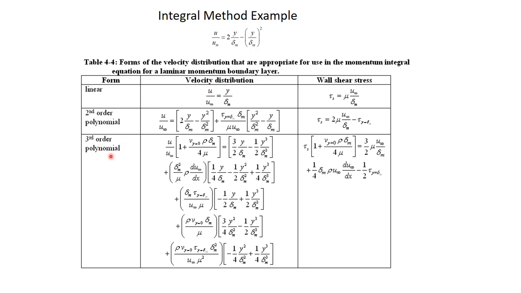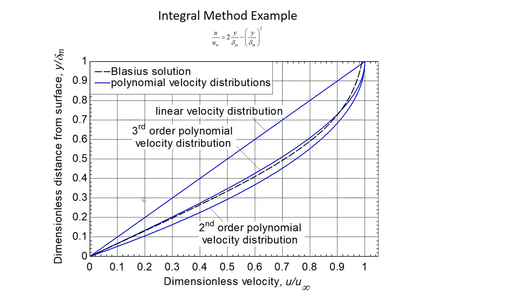A third order polynomial lets you do a whole bunch of things, and so you can see it gets kind of complicated here. But these you can pick up and use if you have a laminar problem. If you plotted these, you'd see that they look more and more realistic. So this is the dimensionless distance from the surface, and this is the dimensionless velocity. So this is the velocity distribution that you get for these different polynomials. So a linear polynomial, a linear function just goes from 0 to 1.